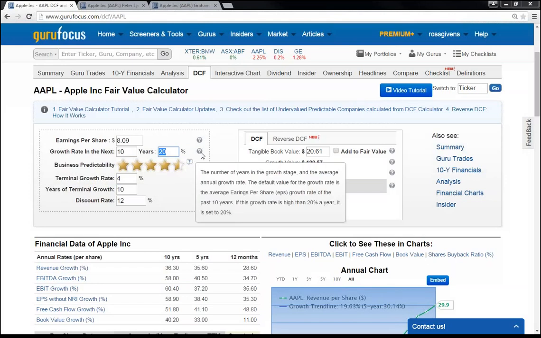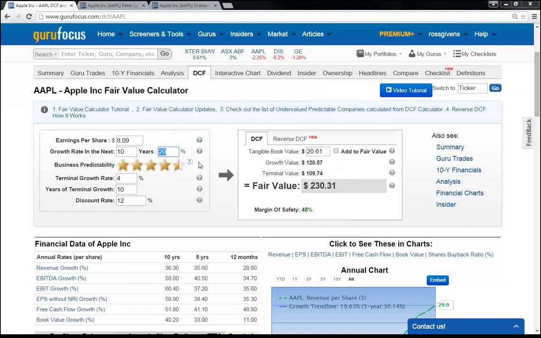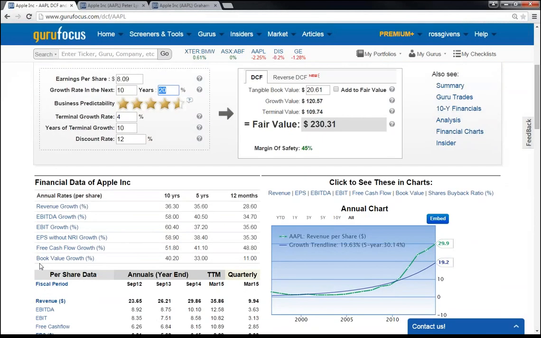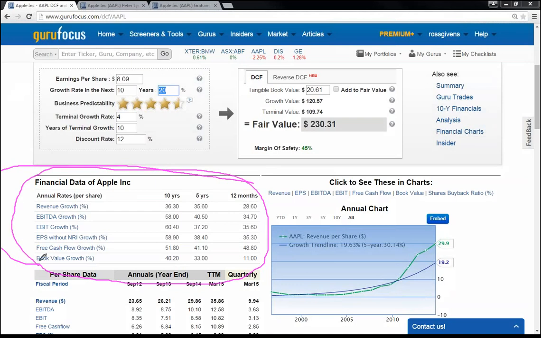So we hover over this question mark. We see the number of years in the growth stage, the average growth rate. We'll see where this number comes from. If you scroll down just slightly, it will give you all of the growth rates. We find out all these for you. You don't have to dig into them. All of them are right here. That's revenue growth rate, EBITDA, earnings, free cash flow, book, over the last 10 years, 5 years, 12 months, etc. Now, these are extensive. Apple's been a phenom story.